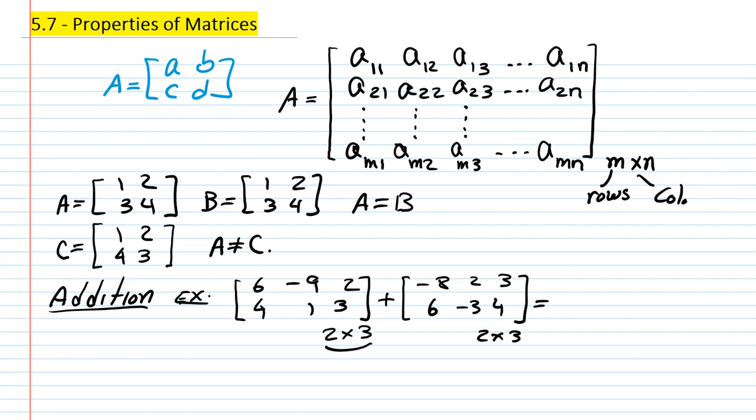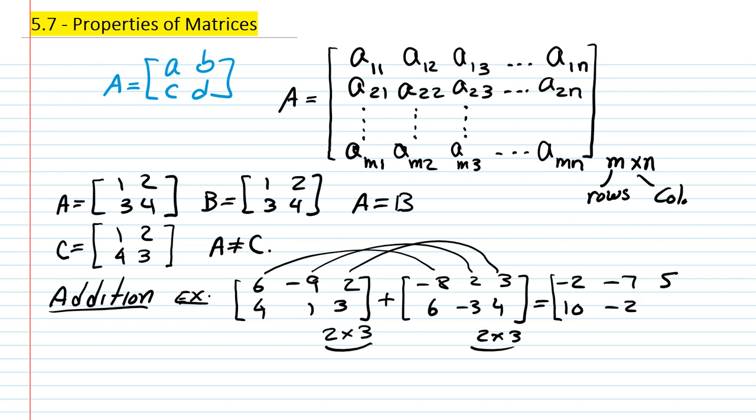So as long as the dimensions are exactly the same, we can add corresponding elements in that same exact position. So 6 adds with negative 8, so I have negative 2, negative 7, 5, 10, and what's next? 1 and negative 3, negative 2, 3 and 4 makes 7, and there you have it.